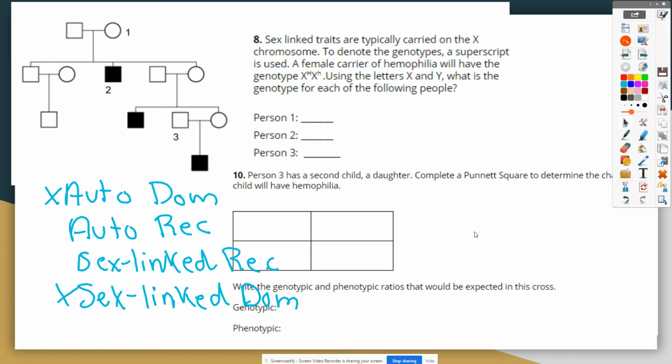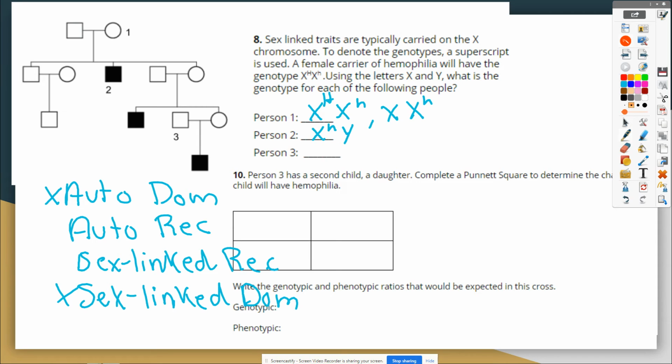All right, so let's look at what we got. Person 1, here, doesn't have it, they're a female, but they had to give it to their son, so heterozygous. If you wrote it like this, that's fine too. If you wrote the little h first, it's fine, but it's not really the right way to write it. It means the same thing, but usually the recessive trait comes second. Person 2 has it and is a male, so you should have written this.